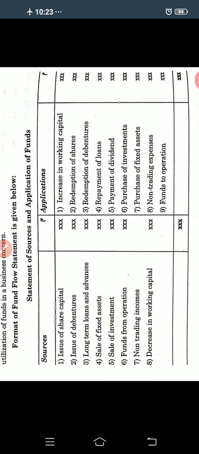all these four steps. That is, the first one is the calculation of schedule of changes in the working capital, and the second step is preparation of necessary ledger accounts. Then the third step is calculation of fund from operation, and the last step is the calculation of fund flow statement, that is sources and application of fund.